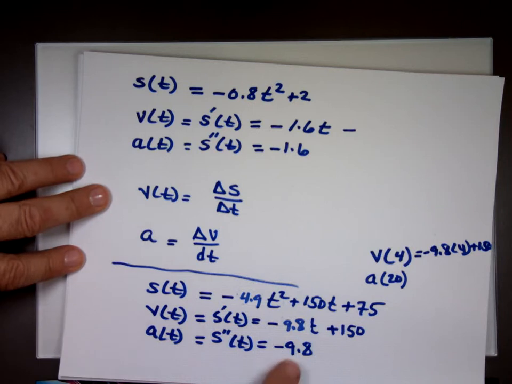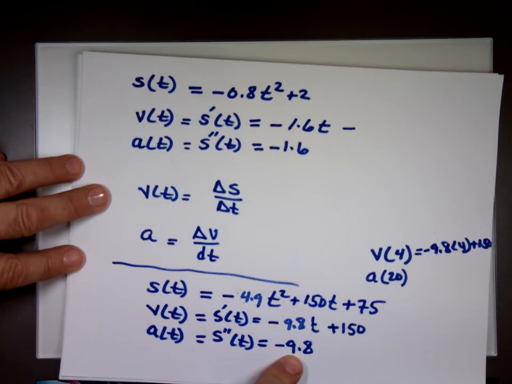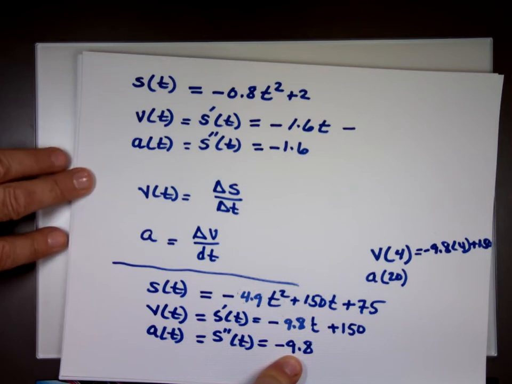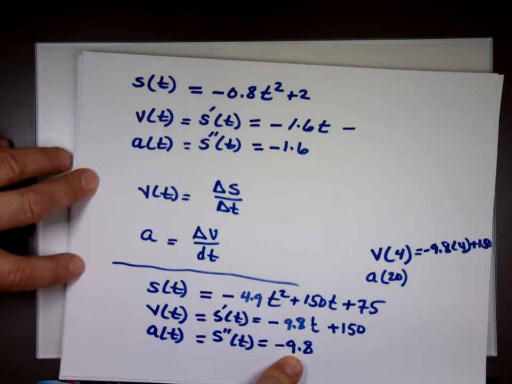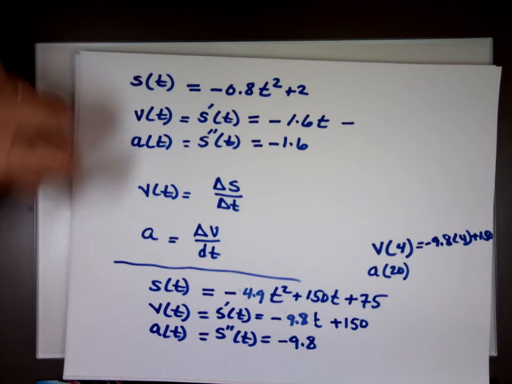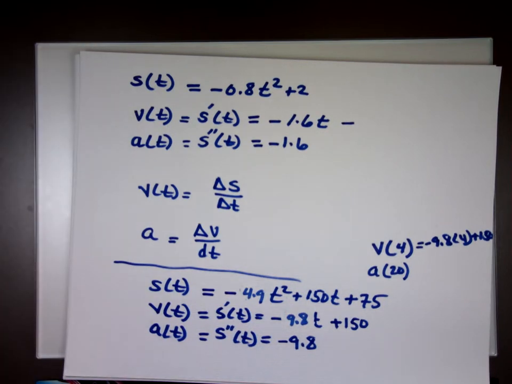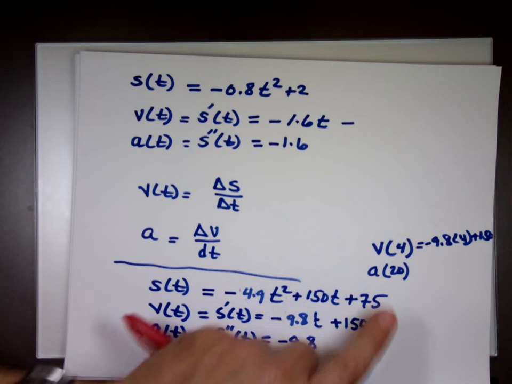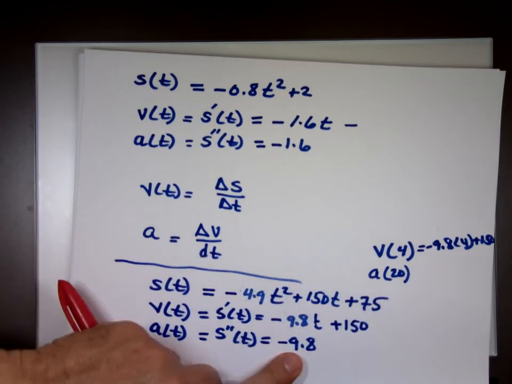The acceleration does not depend on time. What's the acceleration? Always negative 9.8, as long as what? As long as the ball didn't hit the ground. If it hits the ground, what's the acceleration? Nothing. So you need to find out when the ball hits the ground and see how long it would take. If I just gave you what's the acceleration in 20 seconds, and you just go negative 9.8, you could be wrong.